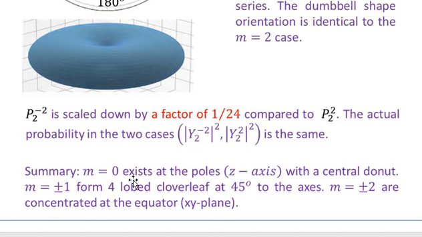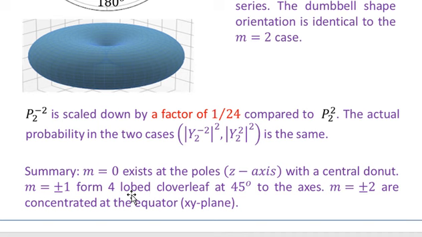Summary: m is equal to 0 exists along the poles, that is along the z-axis, where we have the orbital named as dz square with a central donut. With m is equal to plus minus 1, there were 4-lobed clover leaf or 2 sets of lobes at an angle of 45 degree or 135 degree and lying in the xz and yz plane, and the resulting orbitals were called dxz or dyz orbitals.